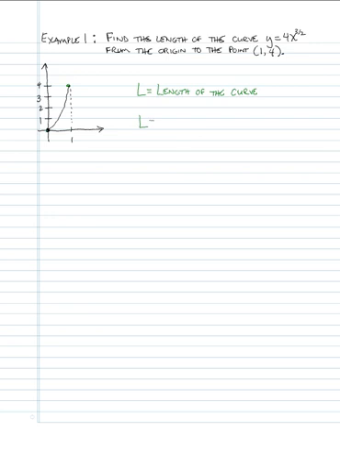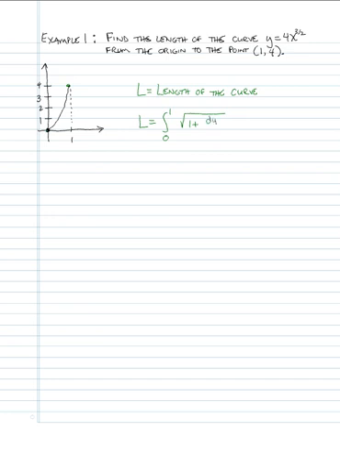The length of the curve that we're talking about is going to be an integral. And we have to know the starting x value. Well, here we see that at the point 0, 0, the x value is in fact 0, isn't it? And at the point 1 comma 4, the x value is 1. So we're integrating from 0 to 1. And what is it we integrate? Well, we integrate the square root of 1 plus the derivative squared.